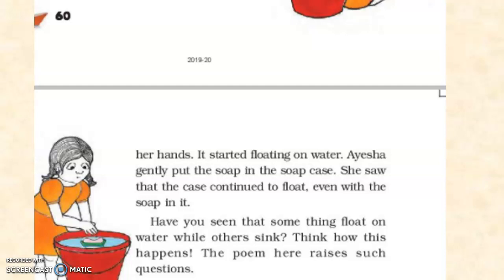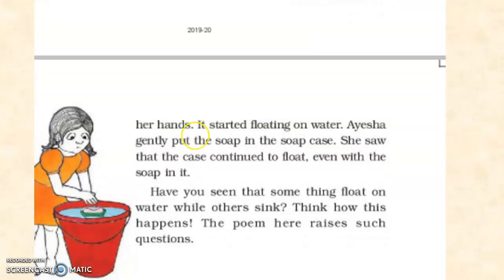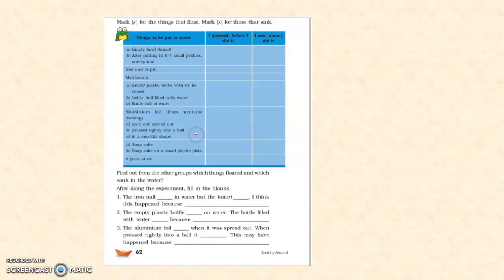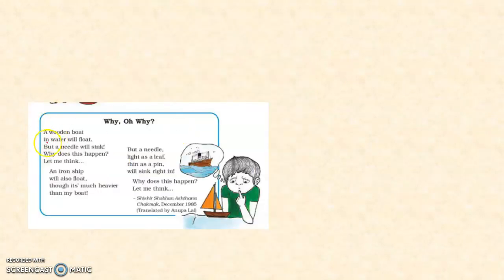Have you seen that some things float on water while others sink? Think how this happens. The poem here raises such questions. Here you can see a poem. A wooden boat in water will float, but a needle will sink. Why does this happen? Let me think. An iron ship will also float, though it's much heavier than my boat. But a needle, light as a leaf, thin as a pin, will sink right in. Why does this happen? Let me think.